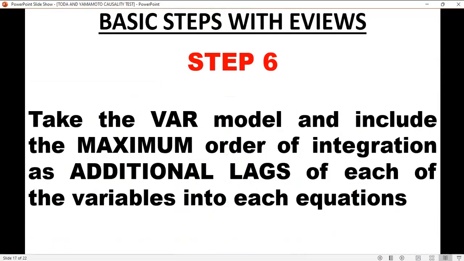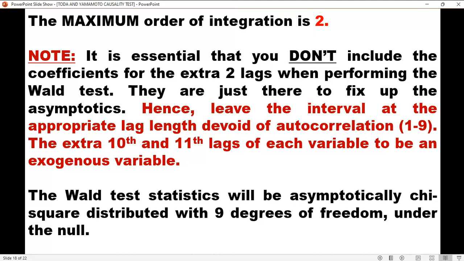The next step is to take the VAR model and include the maximum order of integration as additional lags of each of the variables in each equation. Now what do we mean by that? The maximum order of integration in our study is 2. And note, it is essential that you don't include the coefficients of the extra 2 lags when performing the Wald test. They are just there to fix up the asymptotics. Hence, leave the interval at the appropriate lag length devoid of autocorrelation.